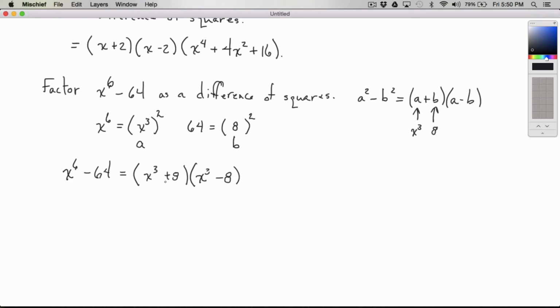But wait a minute, look at what we've created. We have not one, but two cubes: we have a sum of cubes, and here we have a difference of cubes, both of which factor according to the patterns above. So look at this. This is a sum of cubes, and the second factor here, this is a difference of cubes.